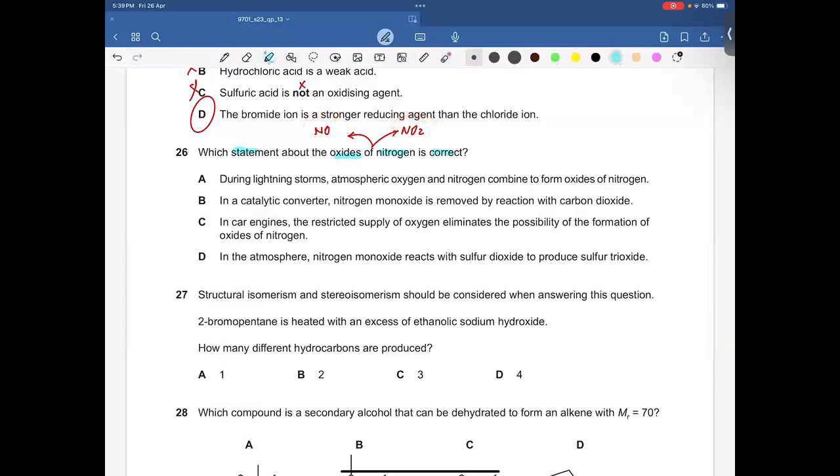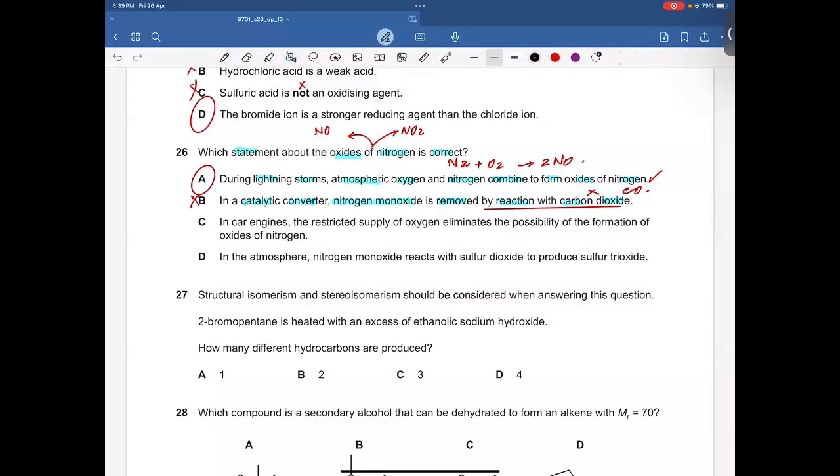During lightning storms, atmospheric oxygen and nitrogen combine to form oxides of nitrogen. That's the right statement, because when nitrogen reacts with oxygen during a thunderstorm, it's going to give you nitrogen monoxide. That's the right answer, so I must say A is the right answer. Let me check the other options. In a catalytic converter, nitrogen monoxide is removed by the reaction with carbon dioxide. Not carbon dioxide, it must be carbon monoxide. So this statement is wrong.